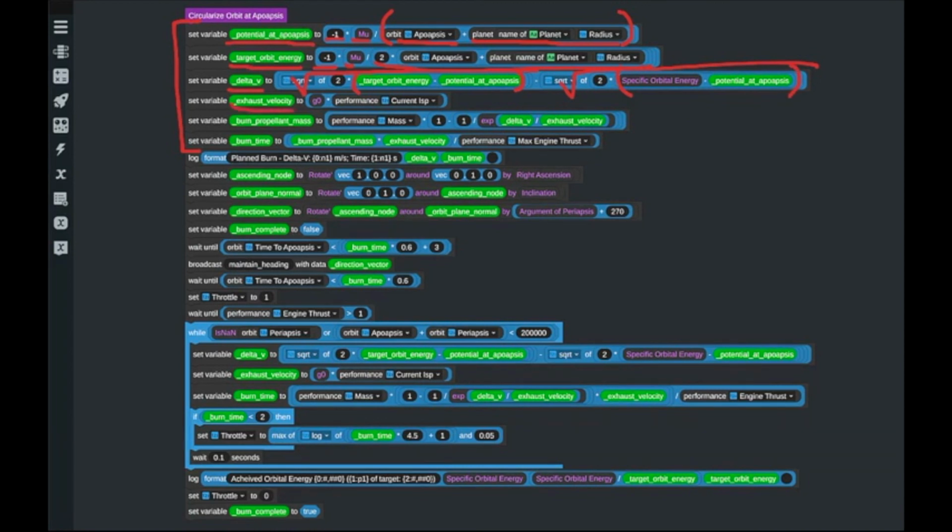Exhaust velocity is calculated by multiplying acceleration due to gravity times specific impulse. Burn propellant mass: current mass times 1 minus 1 over e to the delta V over exhaust velocity. And lastly, burn time: burn propellant mass times exhaust velocity over thrust.